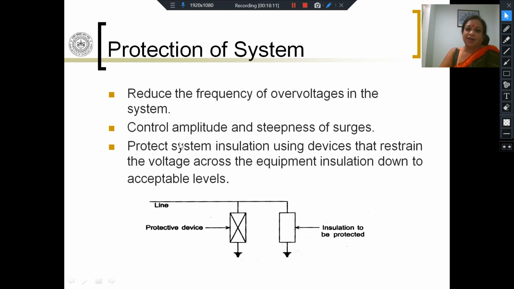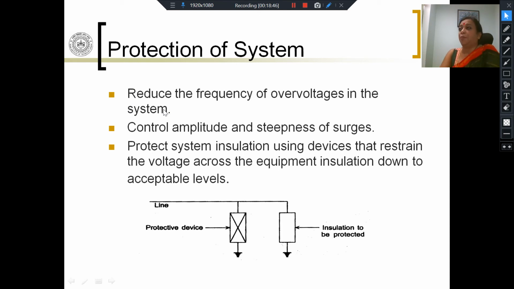As I said, the protective device controls the amplitude and steepness of surges, which means the magnitude is reduced. So even though you have an overvoltage VO, which is greater than VA, VB both, you do not allow VB or VO to appear across the insulation. You allow only VA to appear across the insulation, because when you have voltage VA, the protective device breaks down and no further voltage will come across your insulation. And then, reduce the frequency of overvoltages in the system.